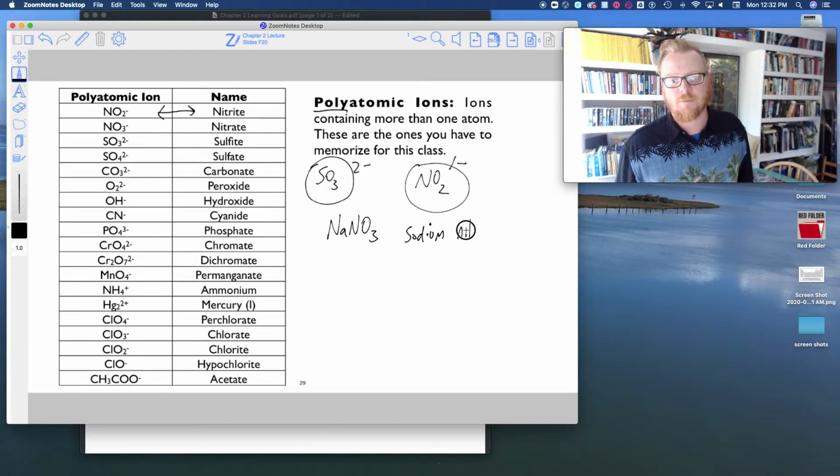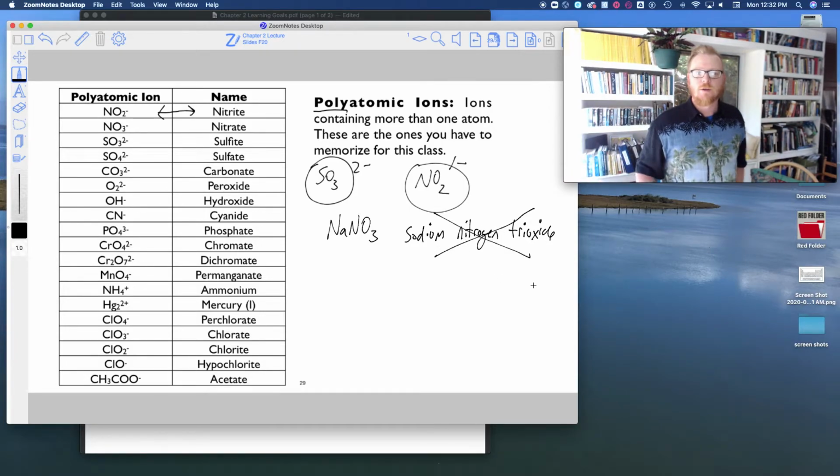Sodium, nitrogen, trioxide. That is not it at all. That's not what the right answer is. So I'm going to put a big X through this one. No. So what is it?